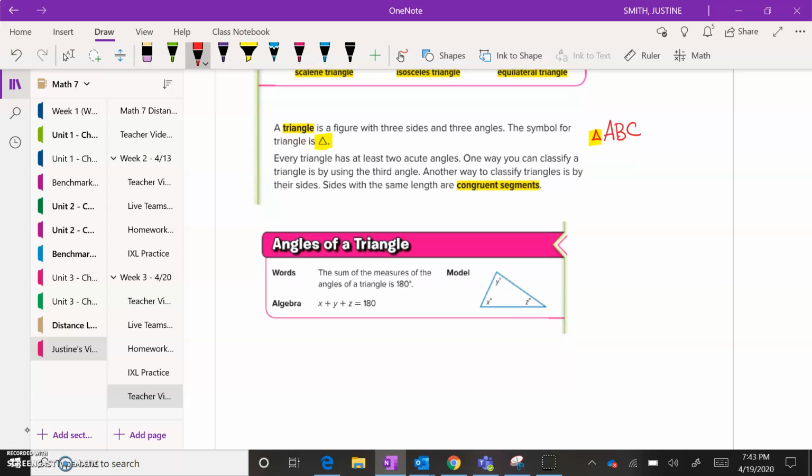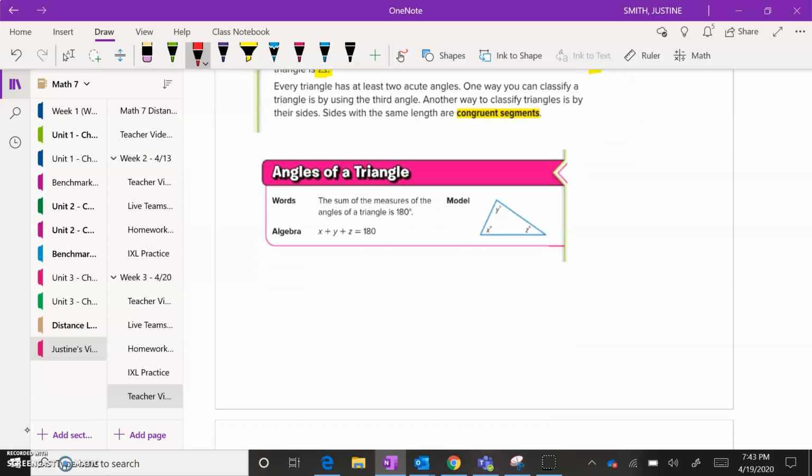Okay, so if you look at this example here, what it's basically telling us is that if you add up all the angles in a triangle, you're going to get a sum of 180 degrees.